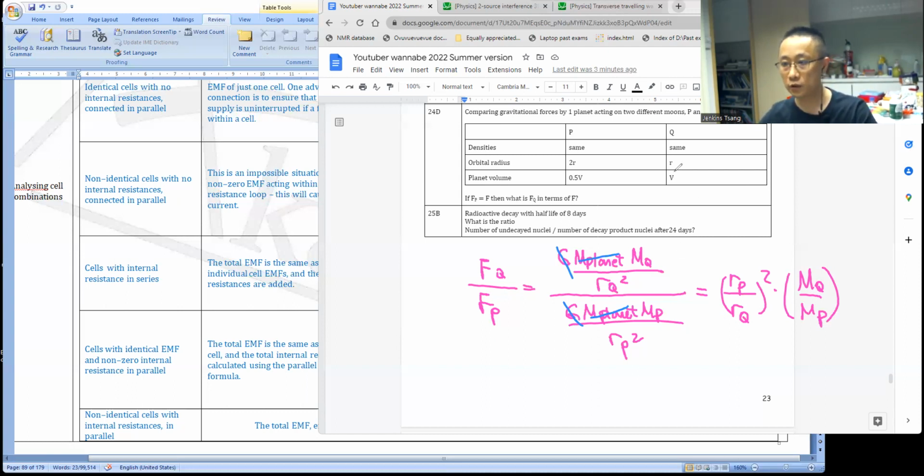So now what do we have? Well, RP is twice RQ. Meanwhile, P has half the volume, and if the densities are the same, then P has half the mass as well. So this should be a half at the bottom. So on the right side, you're looking at 2 squared divided by half. So that's 2 squared times 2, so 8. So FQ equal to 8 times FP, making D the correct answer.